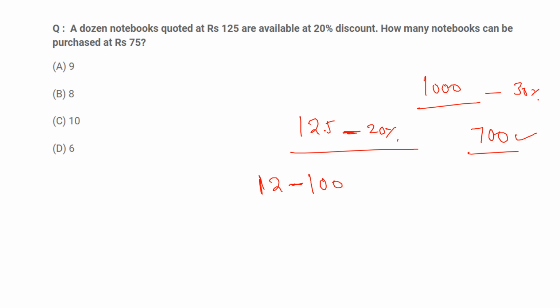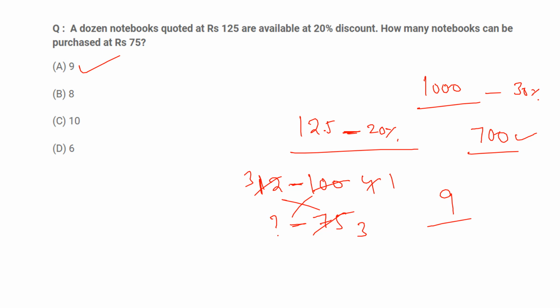Now, how many notebooks can be purchased for 75? Already this is the value, 100 for 12 books. We need to find books only, so I'm keeping a question mark here. What is the next value? 75. Just cancel this: 25 threes, 25 fours, 4 ones, 4 threes. Now cross multiplication, 3 into 3, 9. 9 is the answer. Single step, right?